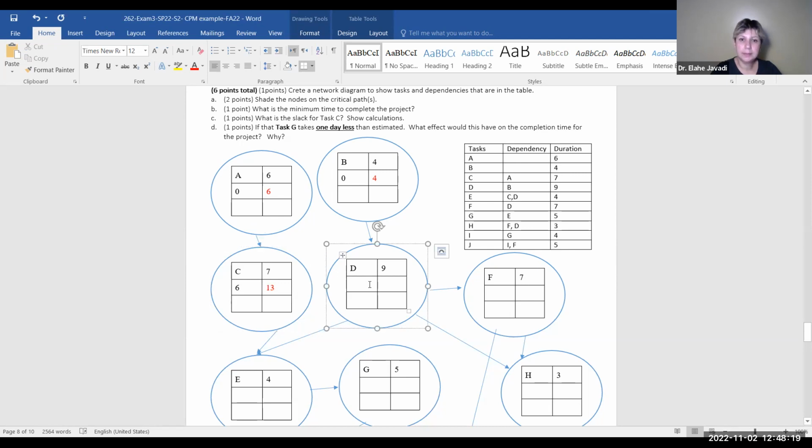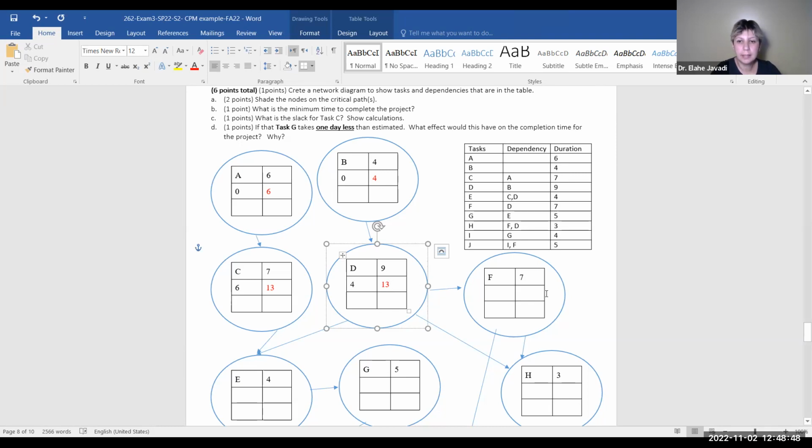We're going to go to D, and I see Lucas. D is 4 for early start and 13 for early finish. So where did you get the 4 from? The 4 was because it's dependent on B, and that's as early as it can finish. Exactly. So 4. Good job. 4 plus 9, 13.